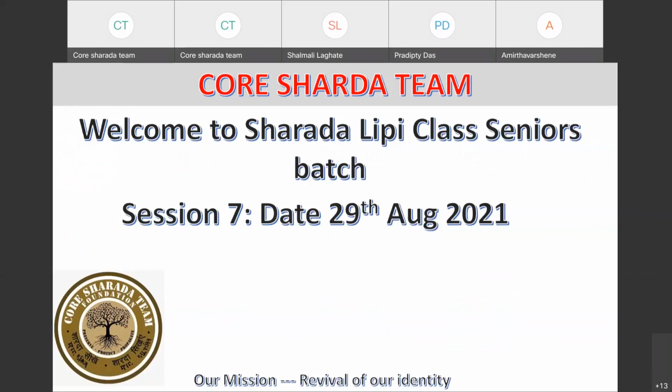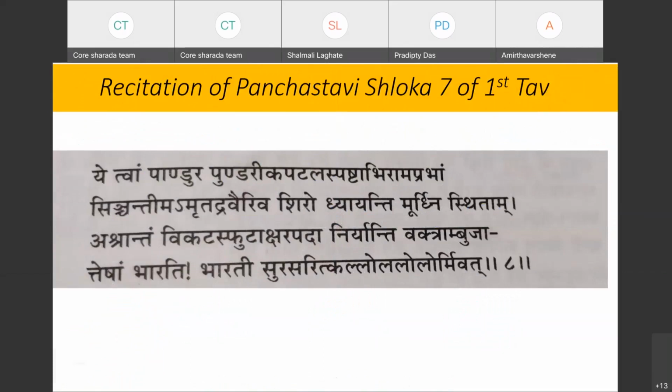Today we will conclude all the alphabets, all the consonants we will complete today. Yesterday we learned about Pavarga and Yavarga, Pa Pha Ba Bha Ma and Ya Ra La Va. So before we go to next, just as practice, we will recite this mantra from Panchastavi and then proceed.